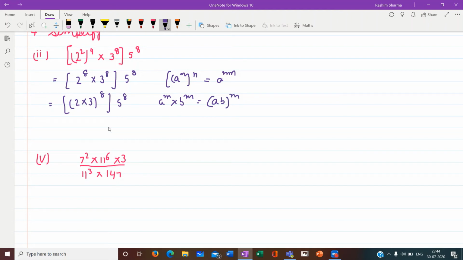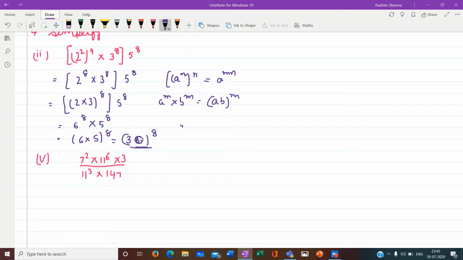Now, this is 6 raised to power 8 into 5 raised to power 8. Again same thing. So here we will write it as 6 into 5 raised to power 8. Same law is applicable here. Okay. So it will result as 30 raised to power 8 is the answer.